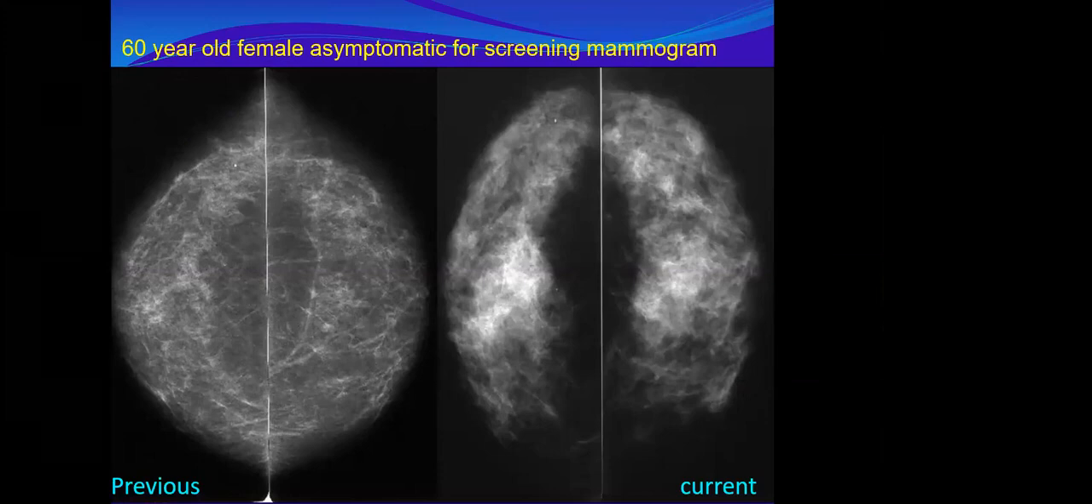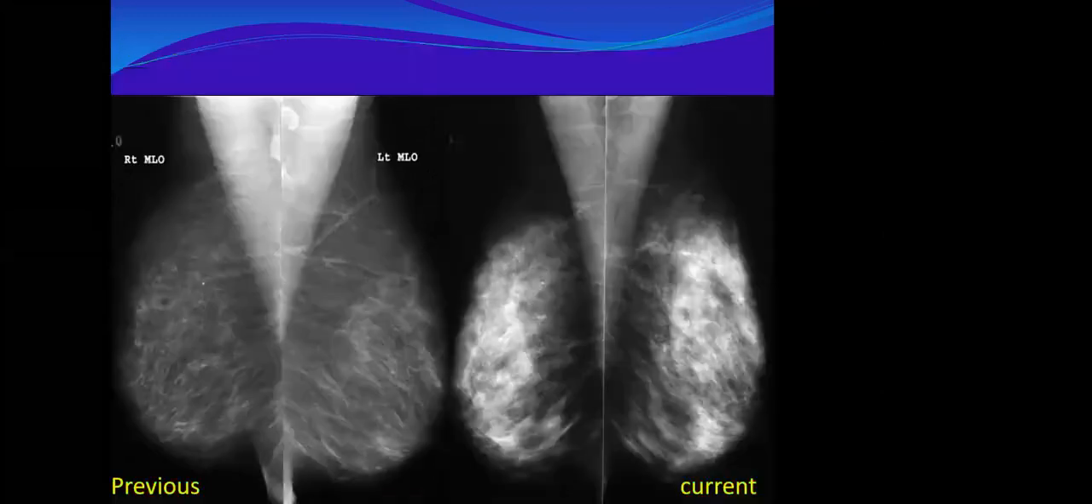So here, bilateral. Here we cannot say asymmetry because it is a mirror image. We can say there is diffuse bilateral increased density. You see? And since it is bilateral like this, in a 60-year-old female, it is developing since the previous, most likely due to hormone replacement therapy.